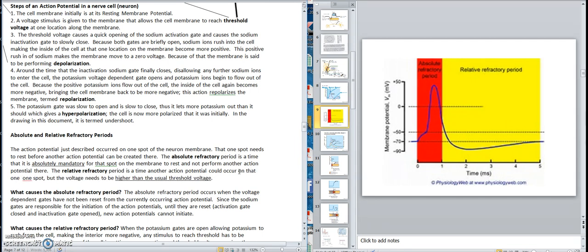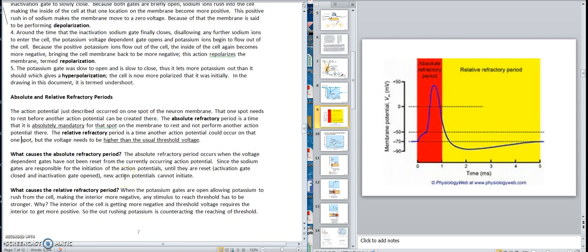Okay. So this is brand new, so we're just getting it together. So when you print it out, it'll be all straight. That could occur on that one spot, but the voltage needs to be higher than the usual threshold voltage. So it's relative. Absolute, it cannot occur at all. Relative, it can, but you need to give a higher than threshold voltage. Okay? See, here's the action potential. So absolute and then relative.